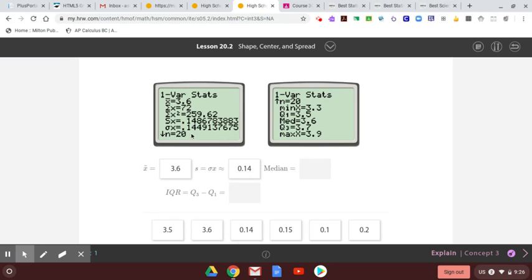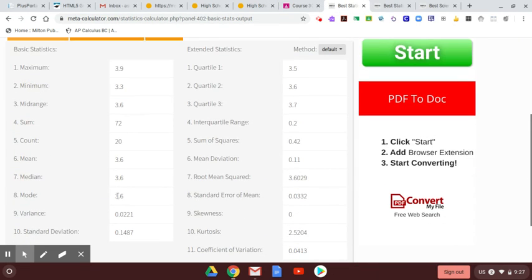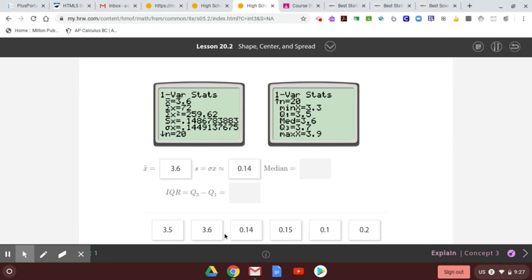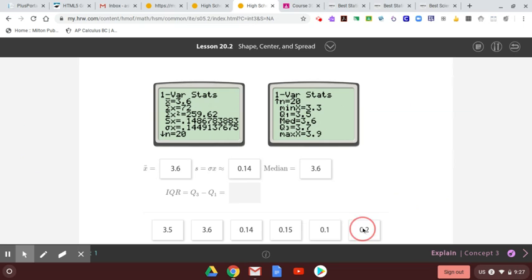The median value, which when you scroll down on your calculator, it gives you here, but even on ours, the median value was 3.6. So that's 3.6. The IQR, so the calculator will give you the Q3 and the Q1, but it doesn't give you the IQR, so you actually have to subtract them. Here, they actually do give you the IQR, the interquartile range, which is 0.2. So let's go back. And I'm going to put our 0.2 in here.